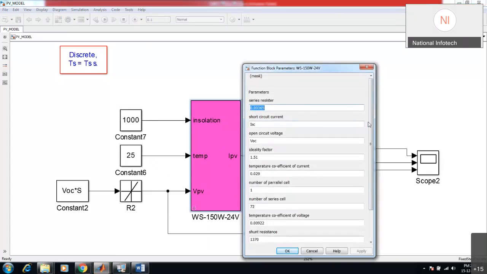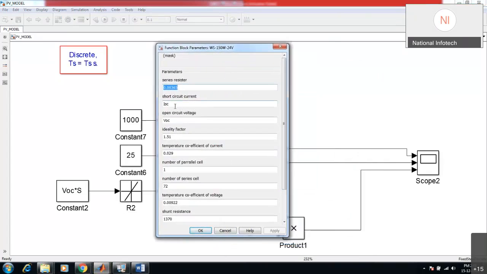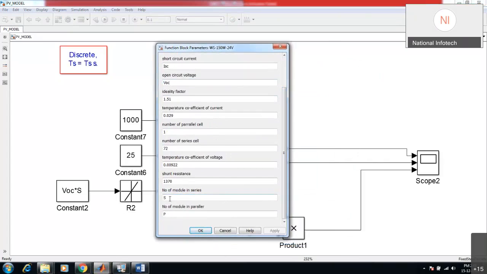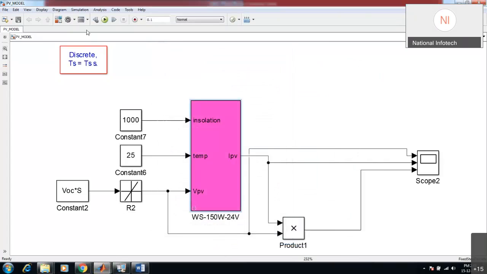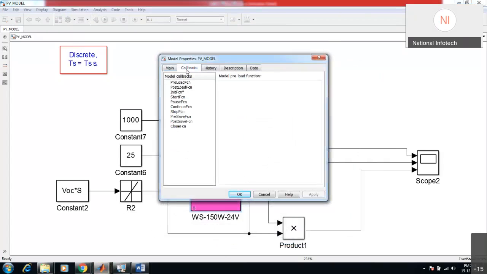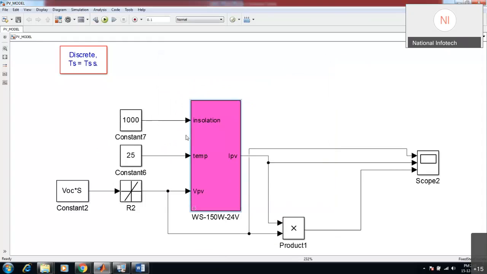Right now here you can see we have set ISC as short circuit current, and open circuit voltage as VOC. The series and parallel connection we have denoted as SNP. This we have initiated in this callback initial function, and you can see the VOC is what we have seen in the data sheet, 44.30, 4.50, and 3 series and 1 parallel connection. So this will be giving us the 450-watt power. Here is VPV.